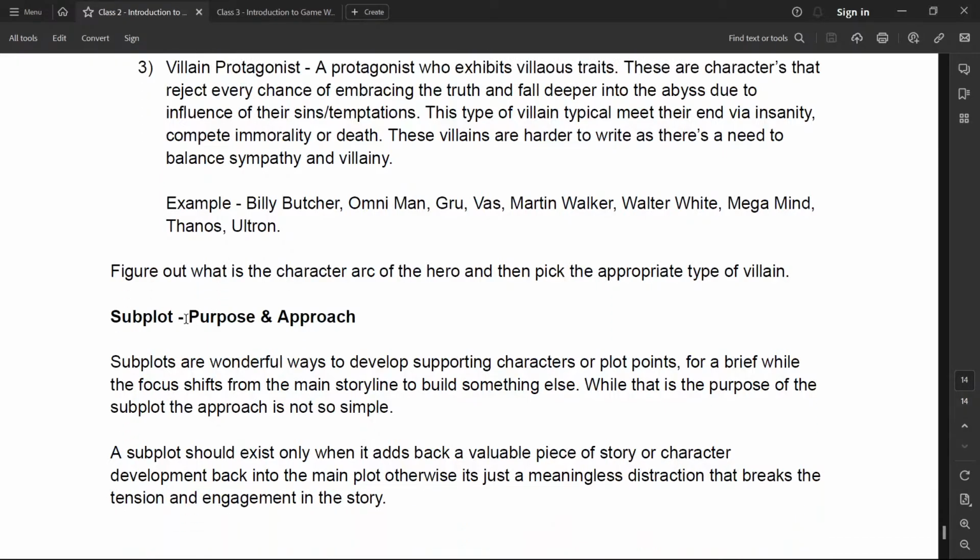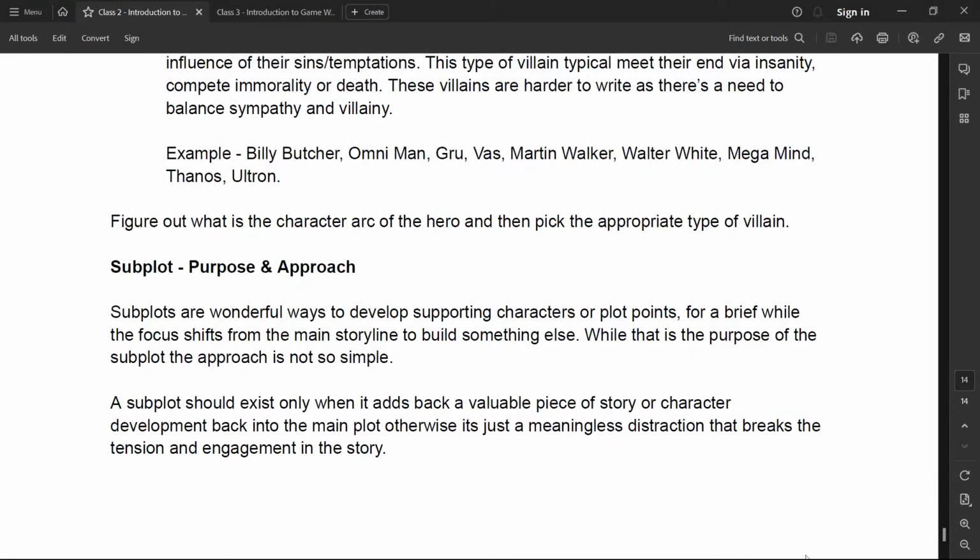The final tip is to use subplots. Subplots are wonderful ways to develop supporting characters or plot points for a brief while, as the focus shifts from the main storyline to build something else. A subplot could be romantic in nature, it could be a meaningless distraction, or it could be friendship bonding, really good bonding.